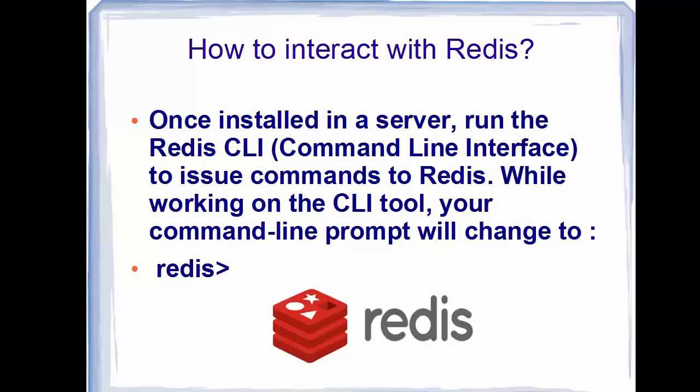Now you must be wondering how to interact with Redis. Redis can be installed on a server and it can be interacted with using a command line tool, or command line interface, which is called Redis CLI. Using this Redis CLI, we can interact with our Redis server. This client can be used on any machine, and when we open this command line client, the first line will look like this: Redis, then this kind of angle bracket. We will see in the coming videos how to install Redis and how we can use Redis.